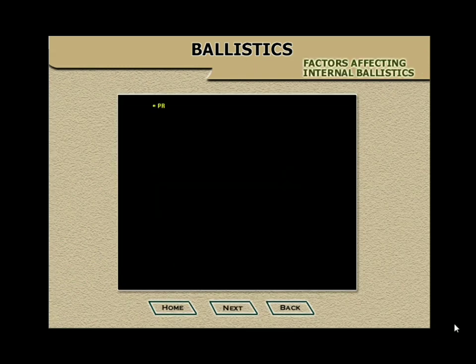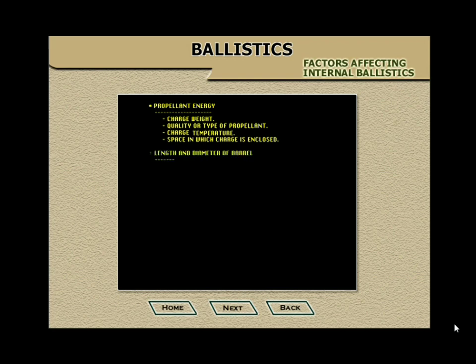Factors affecting internal ballistics. Propellant energy. The propellant energy is in turn dependent upon charge weight, quality or type of propellant, the charge temperature, and the space in which charge is enclosed. Length and diameter of barrel. The more the length of the barrel, the better the propulsive efficiency. The more the diameter, the more volume available for expansion of gases.